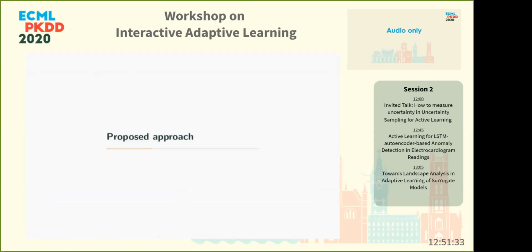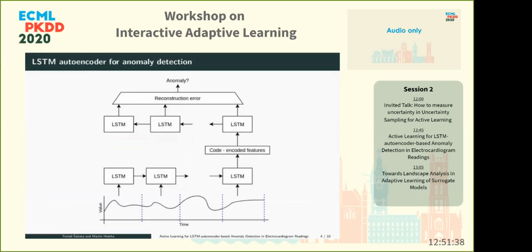So let's talk about the approach. First, we will describe how anomaly detection works without active learning using the LSTM autoencoder. Below, you can see an example of a time series. This time series is usually split into windows. These windows can vary in time. They can be of various lengths. They can overlap, and they are fed into the LSTM cells.